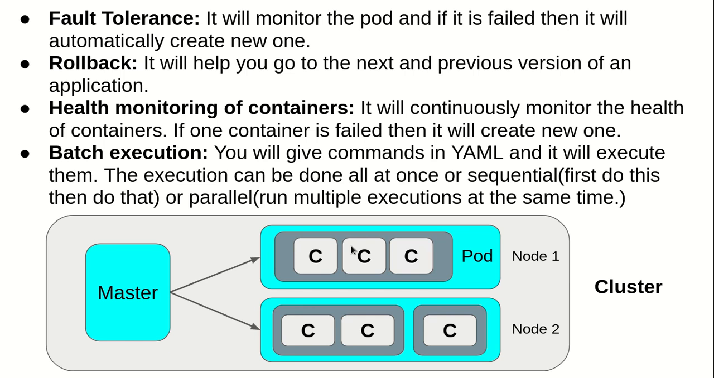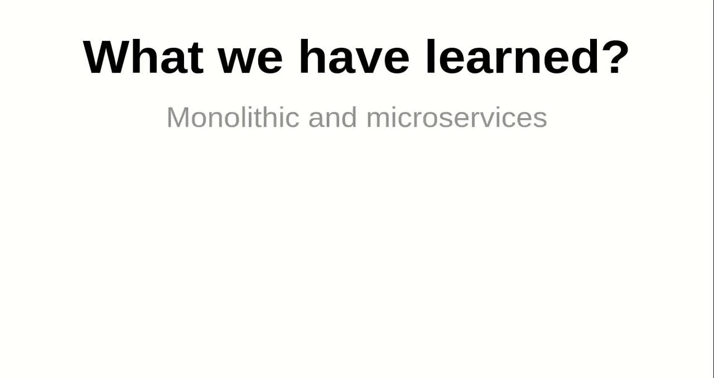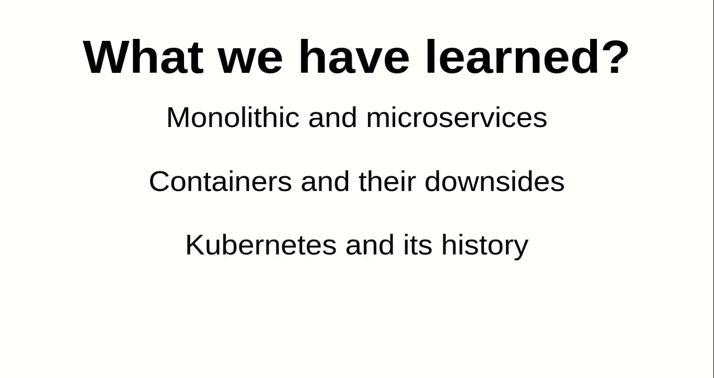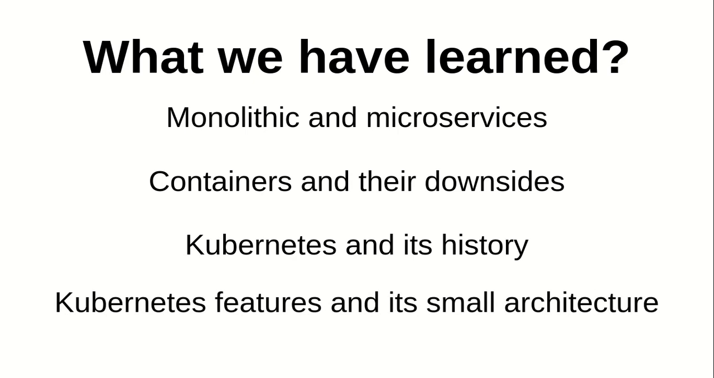So I hope you understood what I have taught you in this video. What we have learned today: the first is monolithic and microservices. The second is containers and their downsides. The third is Kubernetes and its history. And the fourth is Kubernetes features and its small architecture.